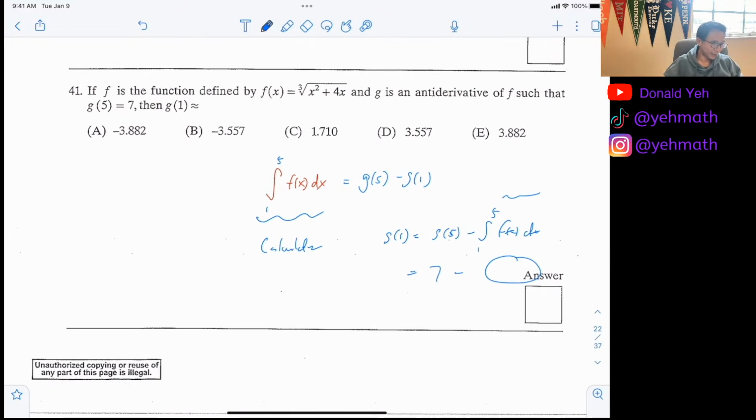And it says unauthorized copying or reuse of any part of this page is illegal.